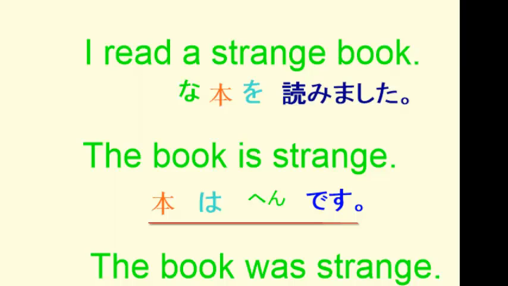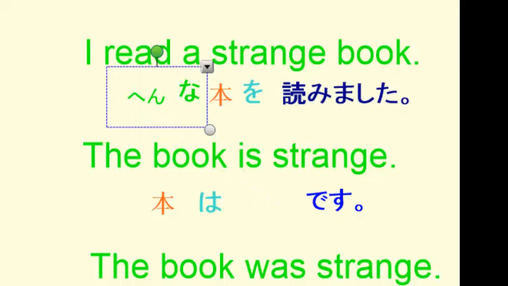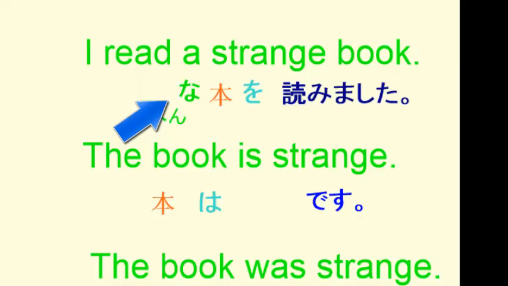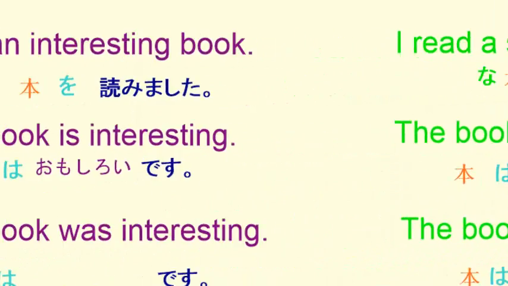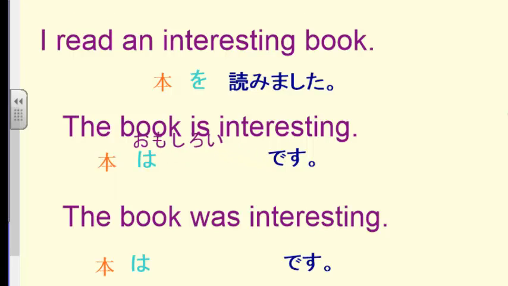So we can just go back over that. If we use a na adjective before a noun, we have to add na after the na adjective. Hen na hon. But when we use it on its own, it doesn't need anything at all. Over here, when we use omoshiroi, an i adjective in front of a noun, it just pops in there. We don't need to do anything.